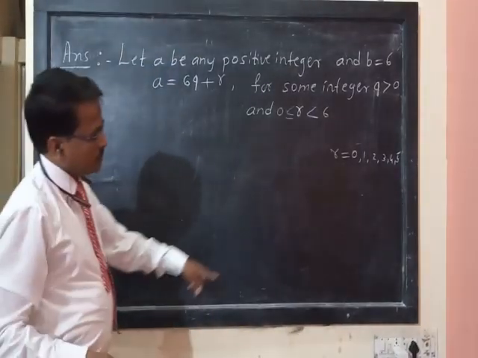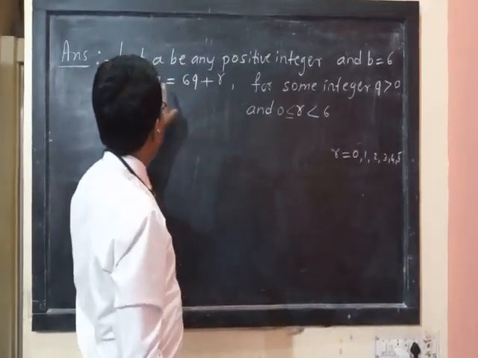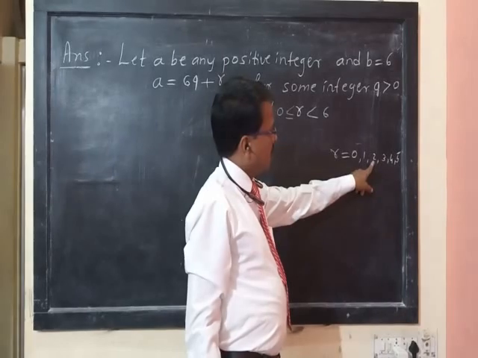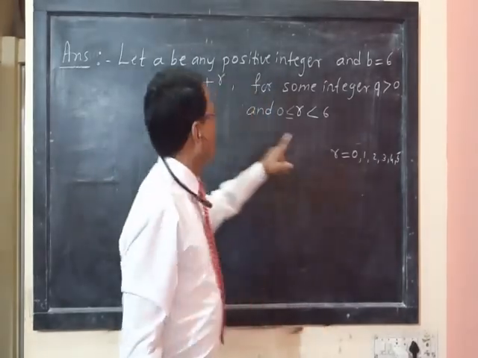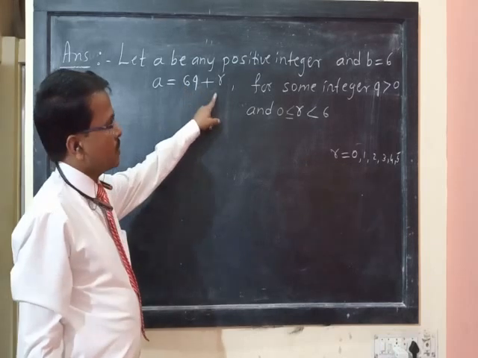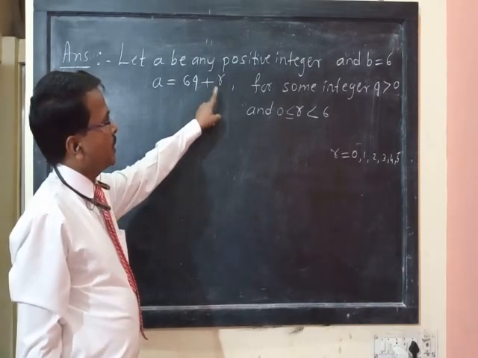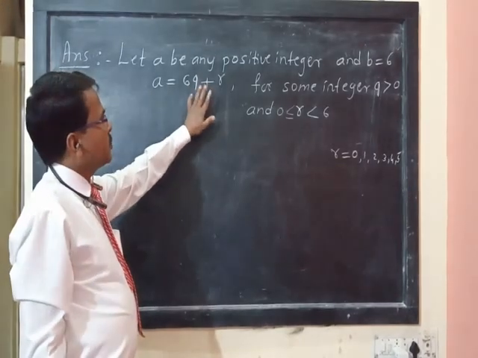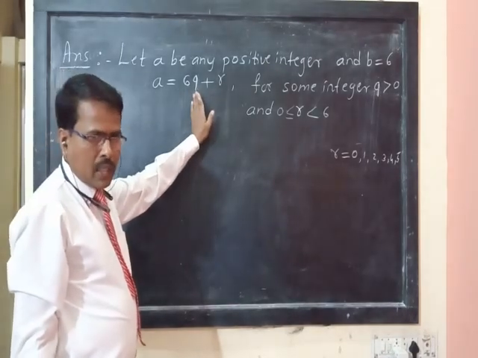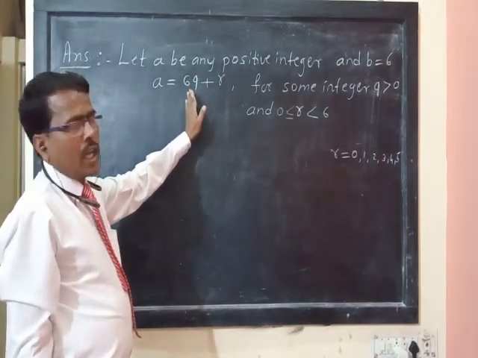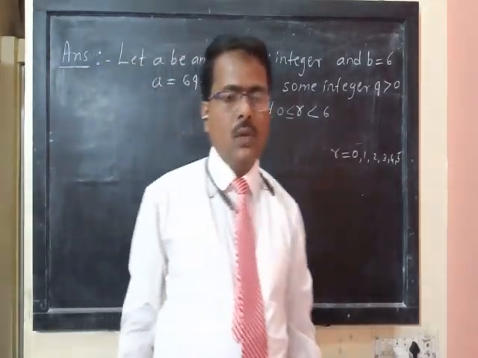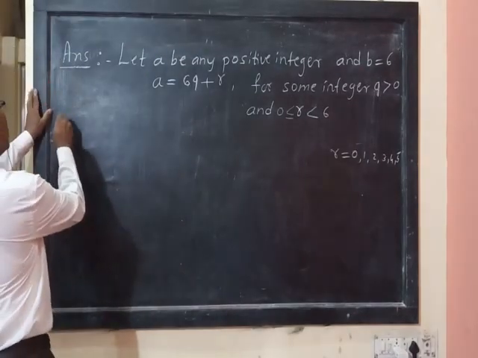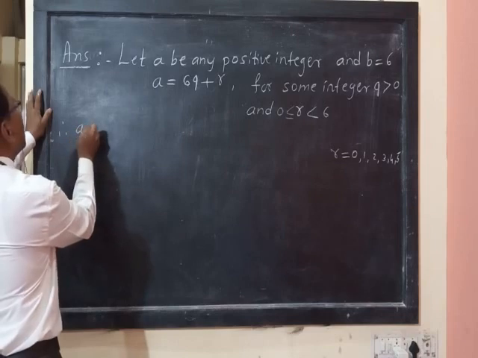So here when r is 0, a becomes 6q plus 0. When remainder r equal to 1, a becomes 6q plus 1. When remainder is 2, 6q plus 2. When remainder is 3, 6q plus 3. When remainder is 4, 6q plus 4. When remainder is 5, a equal to 6q plus 5.